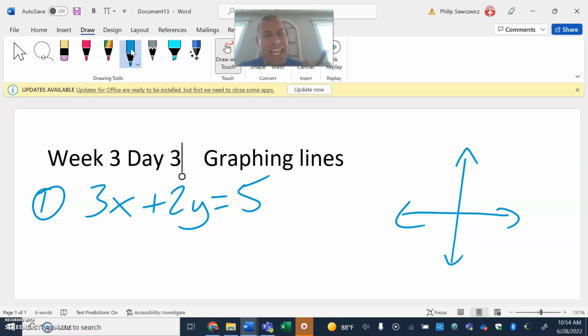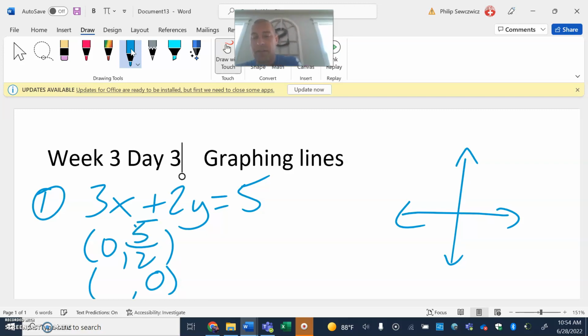The preferred technique here is to use your intercepts. So we're going to plug in a 0 for our x, and then we'll end up solving for the y. We'll plug in a 0 for our y. We'll end up solving for an x. So if I plug in a 0 for an x, 3 times 0, 0. So it's just 2y equals 5. So divide both sides by 2, and I get 5 halves. You could tell me 2.5 there. That works as well.